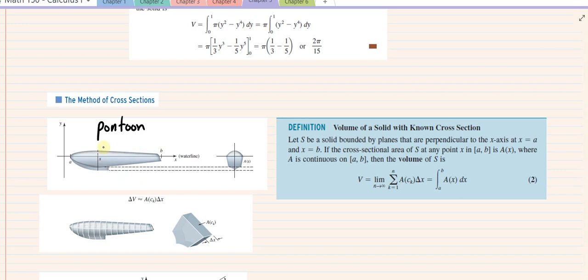Okay, and then what he's doing is actually looking at the cross section. So notice this portion of it is right here, and then the curved portion is estimated by a straight line, and these are the slants right here. Okay, so that would be an approximation of a cross section of a pontoon.